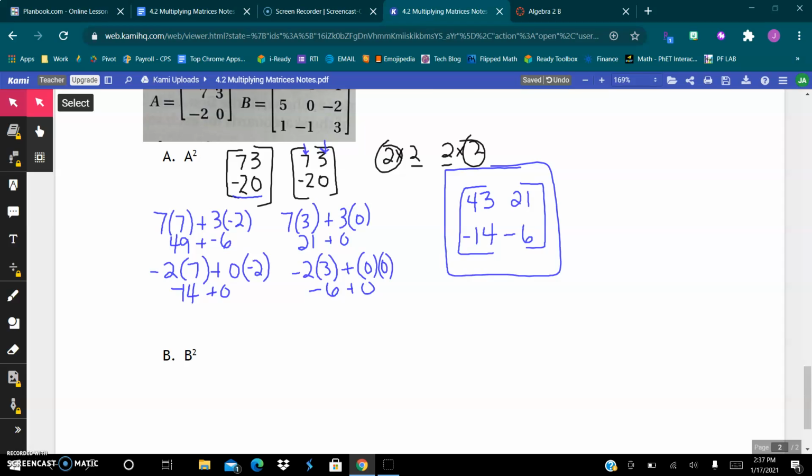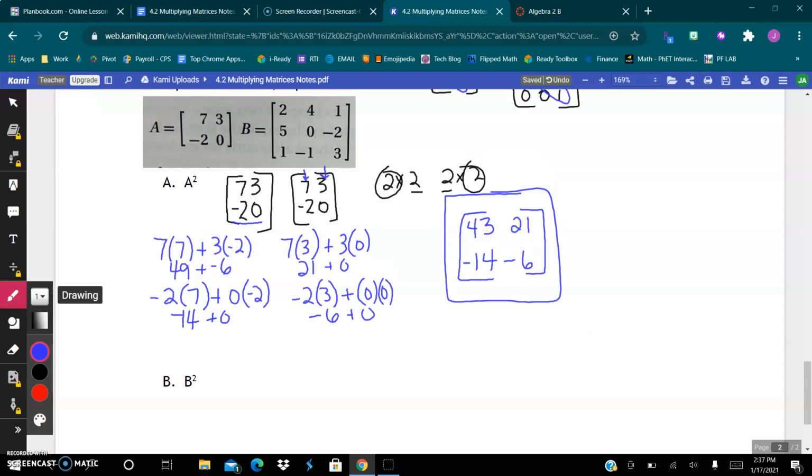Then we have B squared. So we have B is a 3 by 3. And if we multiply it by B again, that would be a 3 by 3. So our inside numbers are the same. So we're going to have a 3 by 3 for our answer. And I'm going to pause the video and copy that down so I can scroll down farther.